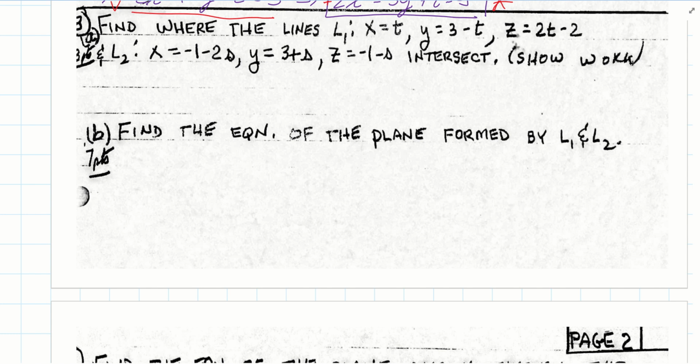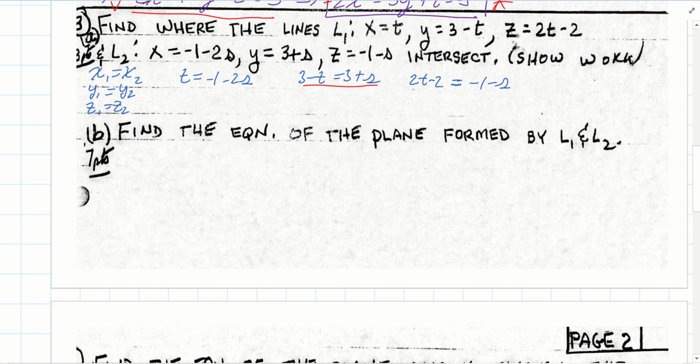So to get an intersection point, you do x1 equals x2, y1 equals y2, and z1 equals z2. You don't need all three of these equations, but I like to write out all of them so that way I can find the easiest one to do. So I'll have t equals negative 1 minus 2s, 3 minus t equals 3 plus s, and then I'll have 2t minus 2 equals negative 1 minus s. I mean, you can do it any way you want. I think it's easier to start here and then move over to this one.